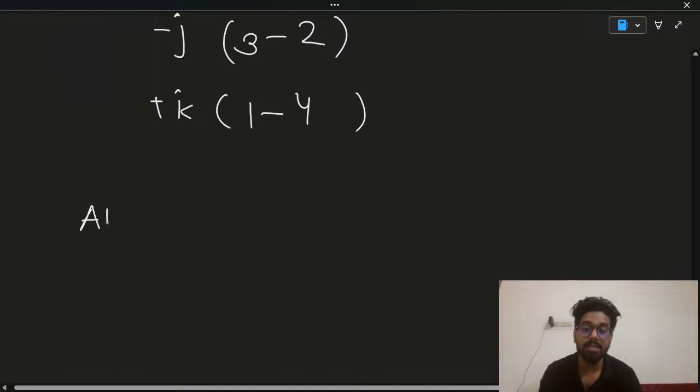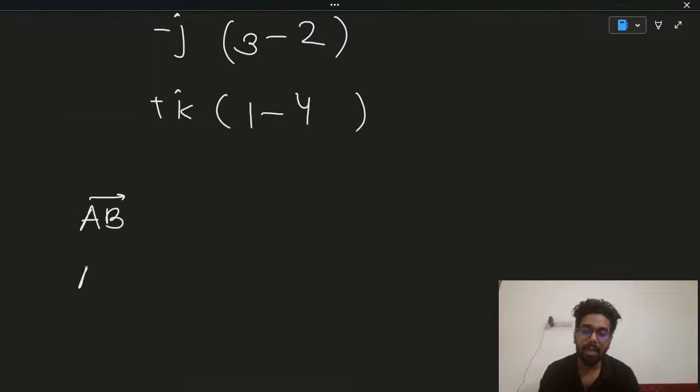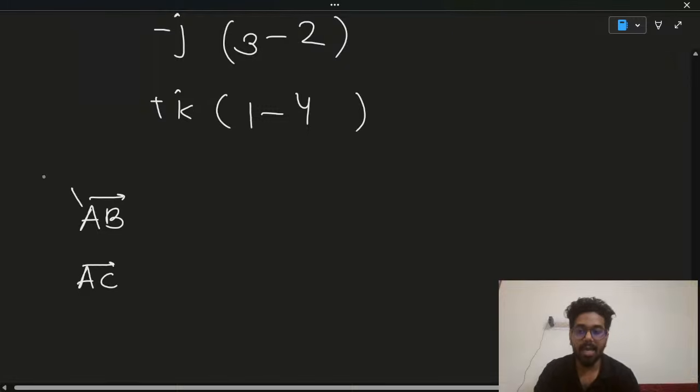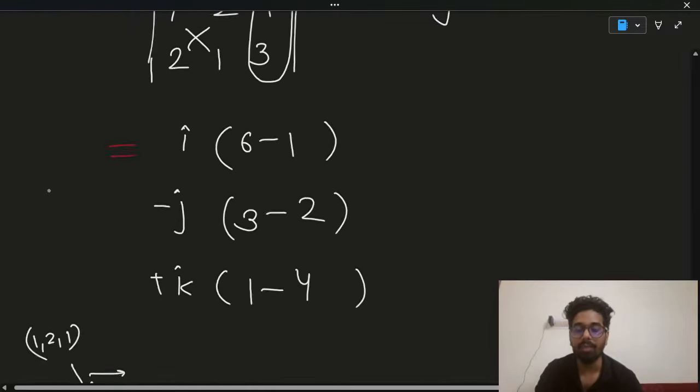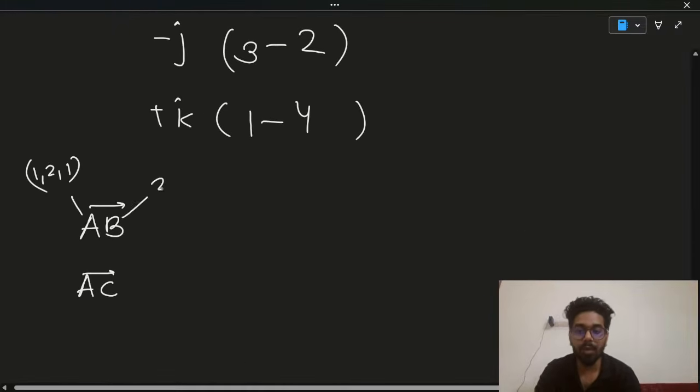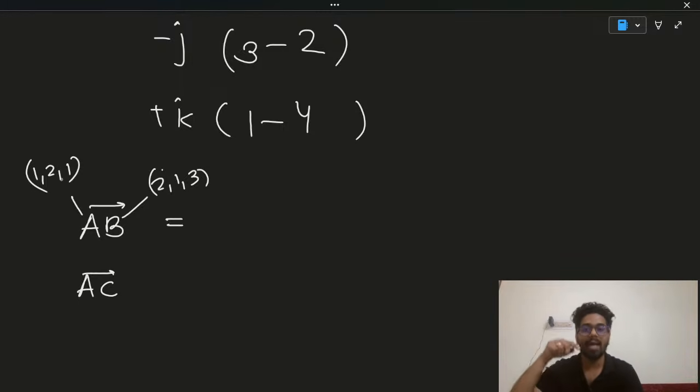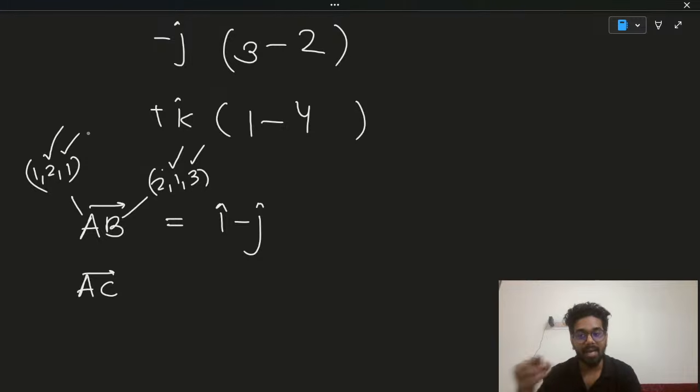The second surface is ABC. So I have to calculate AB vector and AC vector. A is 1, 2, 1 and B is 2, 1, 3. All you have to do is subtract their coordinates. So xb minus xa is 2 minus 1, 1 I cap. yb minus ya, so 1 minus 2 is minus j cap. And zb minus za is 3 minus 1, 2 k cap.